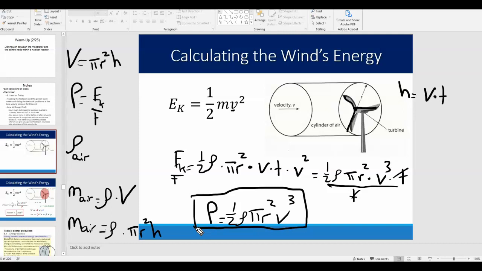But with that being said, if you buy into the assumptions that I just discussed, then this equation allows us to calculate the power generated by a single wind turbine. All right, so pause there, make sure you add that to your notes.